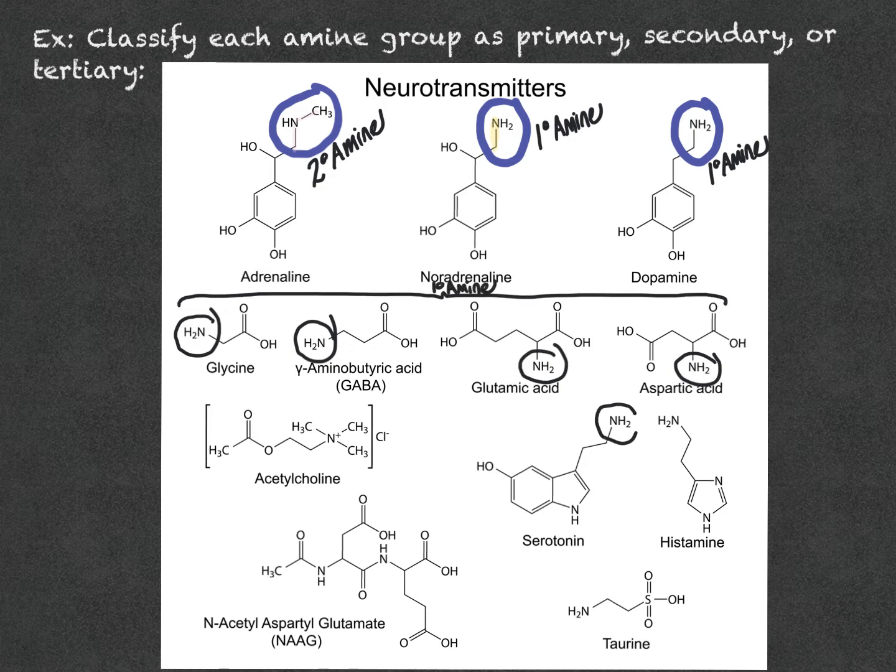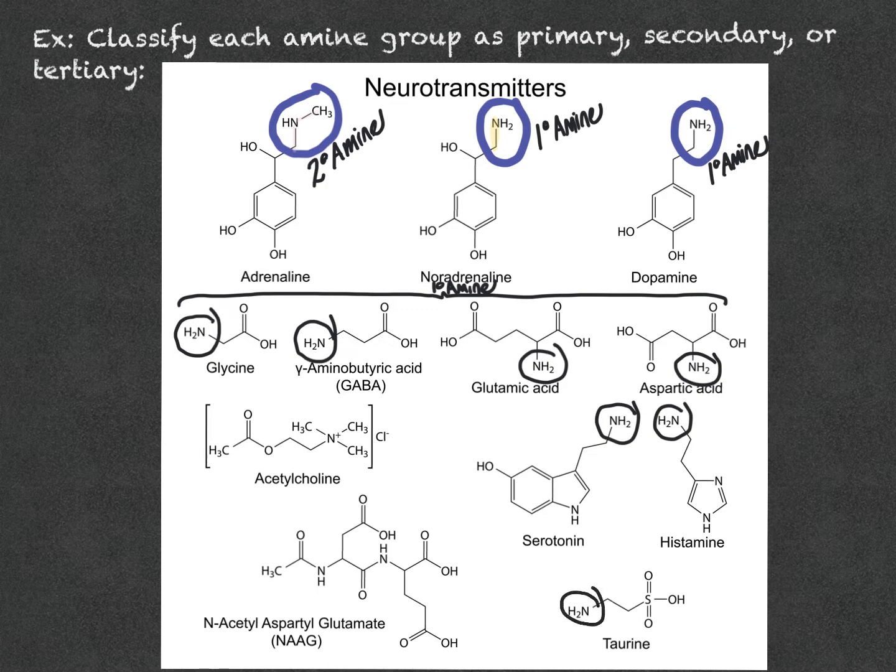Serotonin fits into that category as well. It has a primary amine because it has that NH2 group. Histamine has an NH2 group as well. And you'll notice that these molecules have very different functions, with serotonin functioning as a regulator of mood, histamine functioning as a mediator of allergic reactions. So while they both have that amine functional group, their biological function is very different and driven by some of the other groups that are present within the molecule.